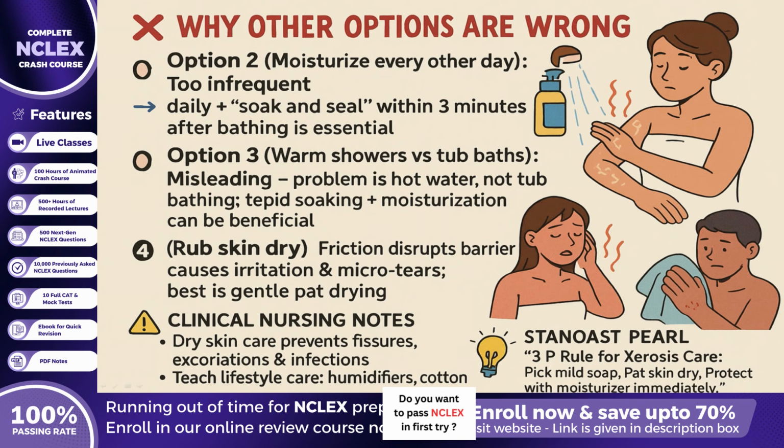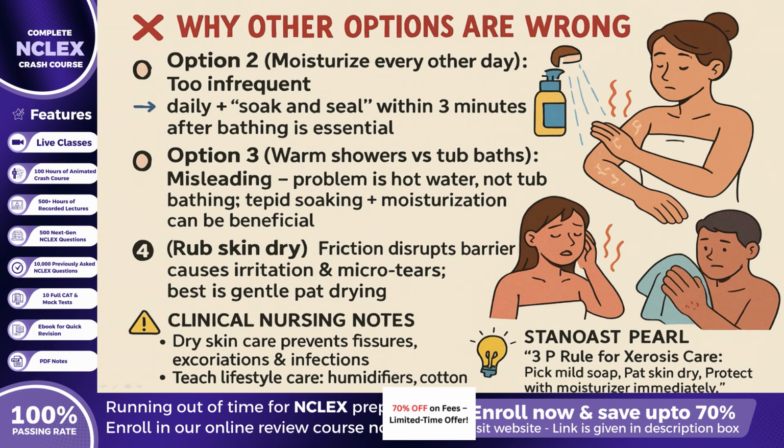Finally, option 4, rubbing the skin dry with a towel, is clearly harmful because friction causes irritation, disrupts the protective skin layer, and may cause micro tears. Best practice is to gently pat the skin dry, leaving slight moisture behind, and then seal it in with an emollient. From a clinical nursing perspective, managing dry skin is about more than just comfort. It prevents serious complications such as fissures, excoriations, and secondary infections.